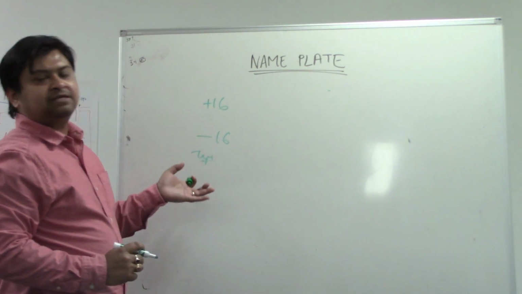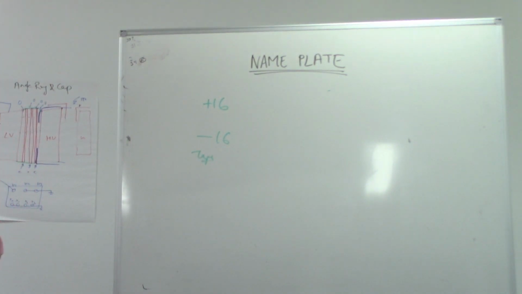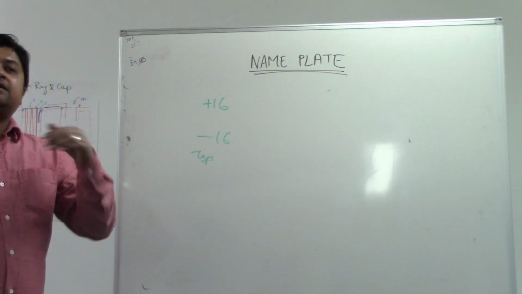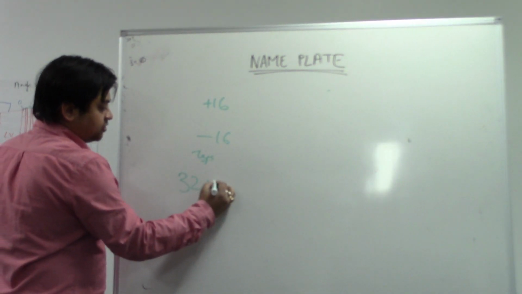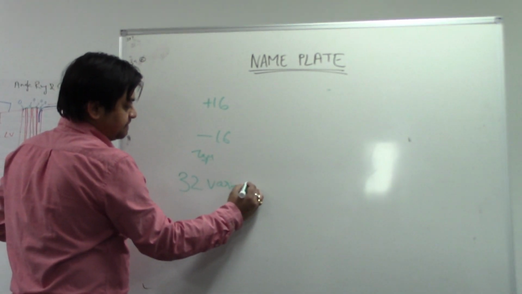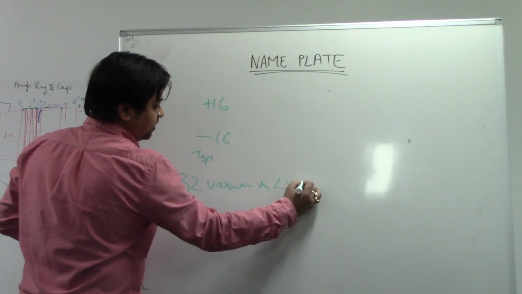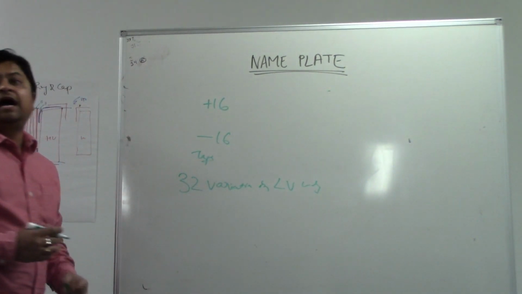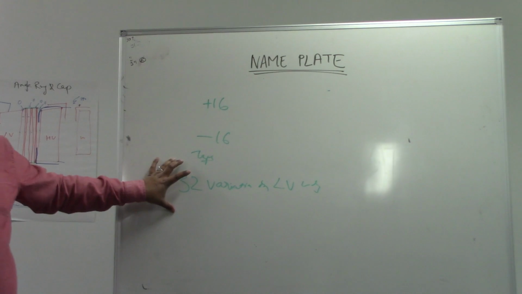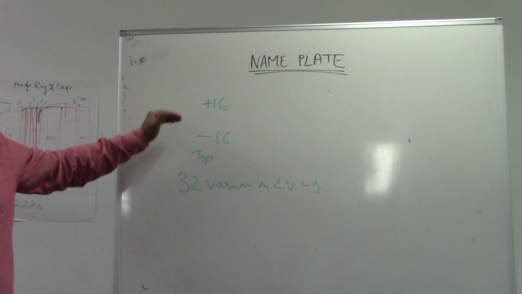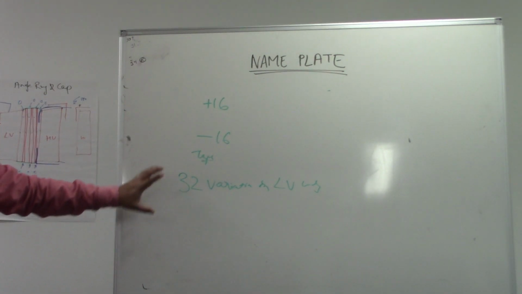Plus 16 taps, minus 16 taps means the customer wants 32 variations in the low voltage winding. In the high voltage winding, how many variations are there? 5, right? So 5 variations there. 5 taps, 5 variations. Here we have 32 taps, plus 16 and minus 16. So the customer wants this.